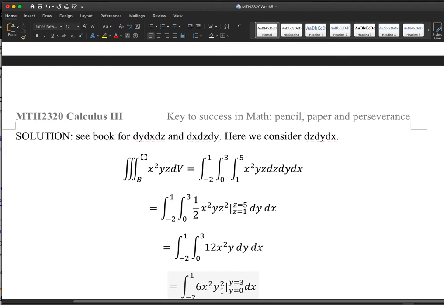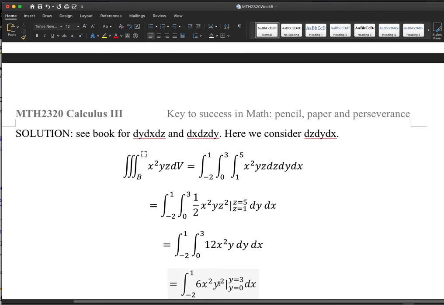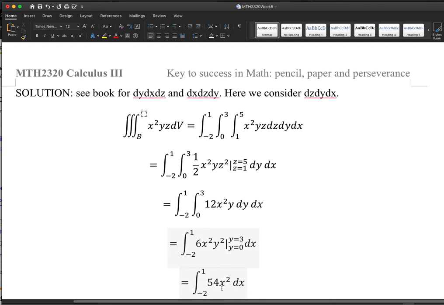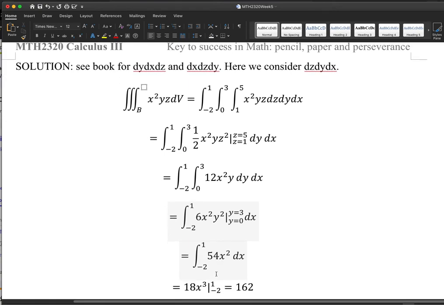So we have 6 x squared y squared. Then we replace y with the upper bound and the lower bound, taking the difference. Only the upper bound matters, since the lower bound is 0. So 3 squared is 9, and that's 54 x squared. In the last round, there's only x left, and we're supposed to have a number for the triple integral.